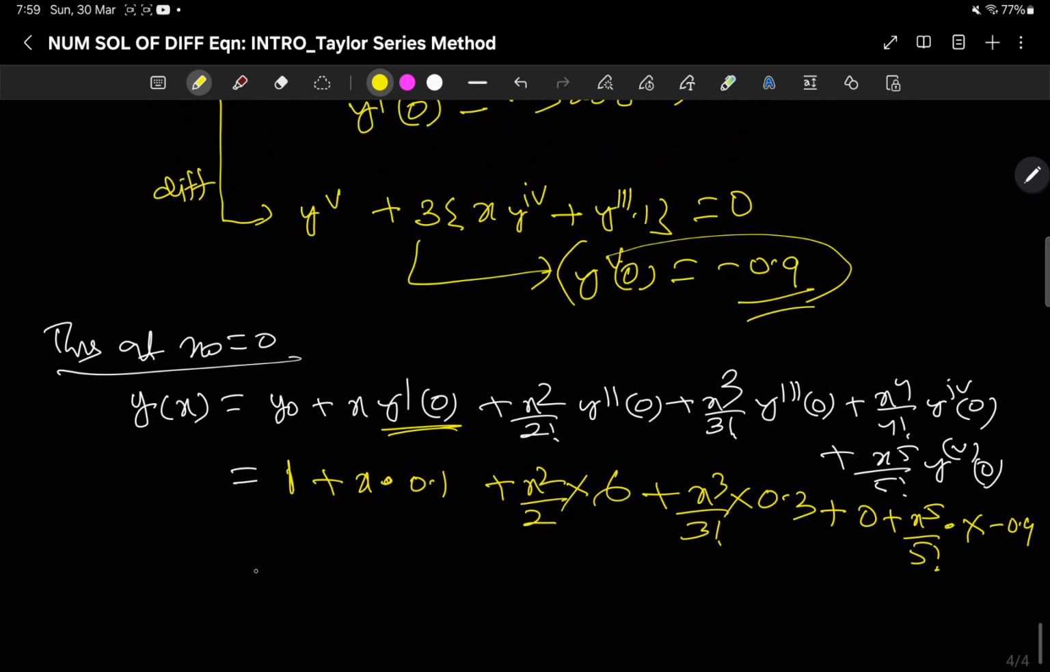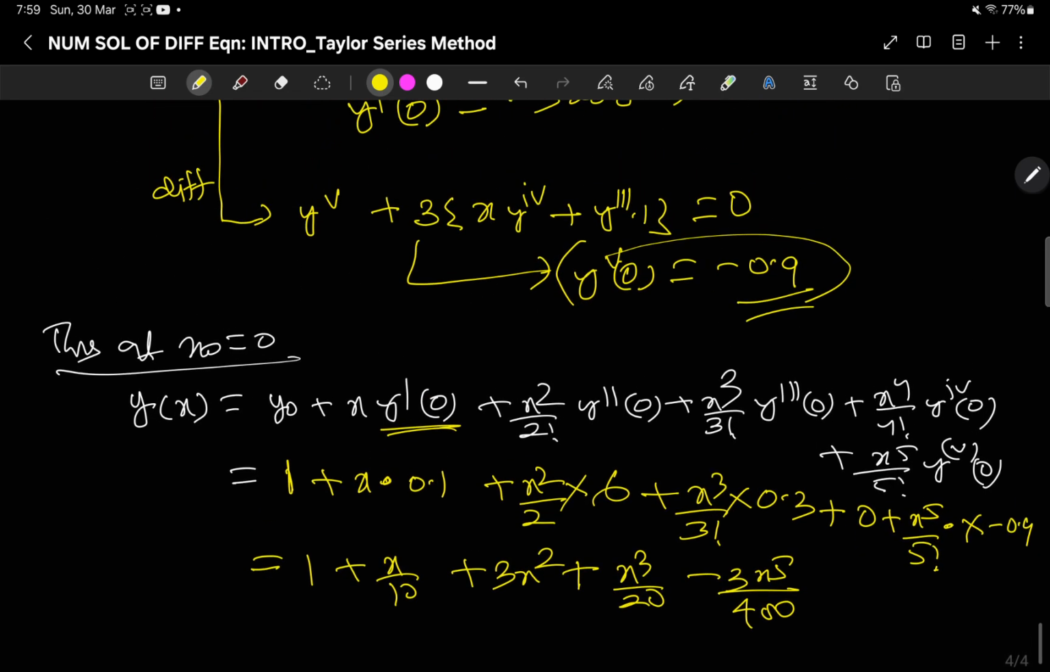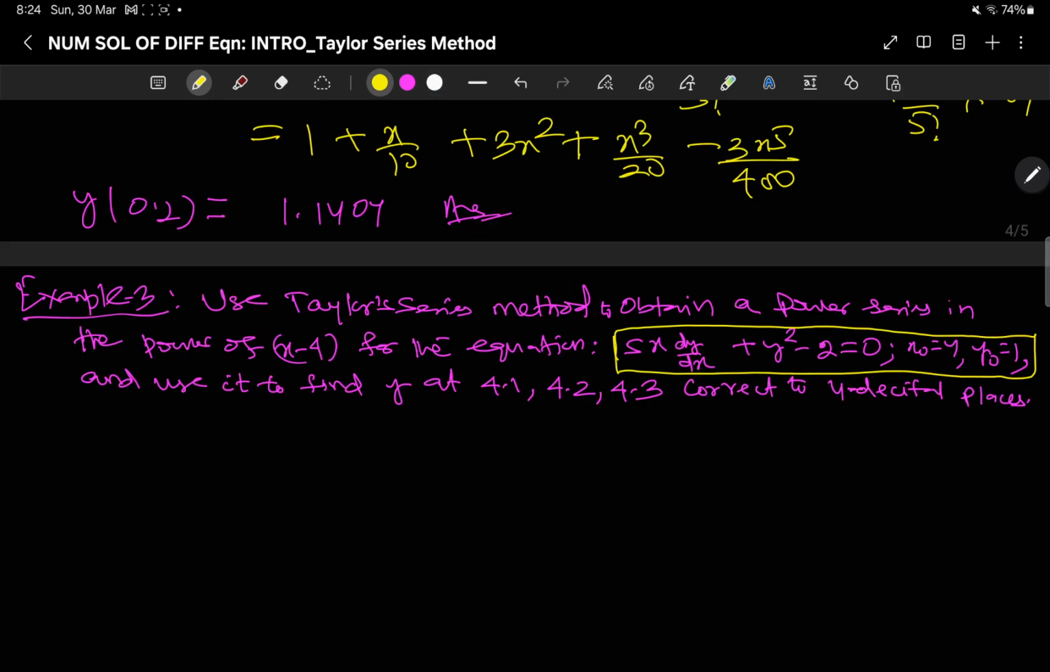If I simplify it, it will be 1 plus x by 10 plus 3x square plus x cube by 20 minus 3x^5 by 400. Okay, so you are asked what is y of 0.2. So now for y of 0.2, I simply put x equal to 0.2. If I put x equal to 0.2, it will be 1.1404. This is my answer.